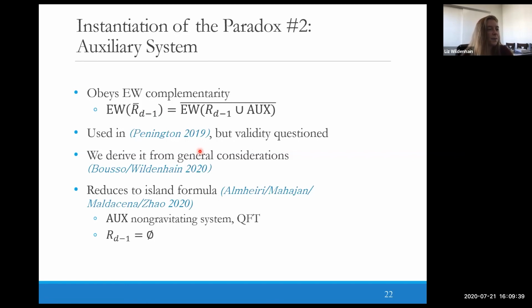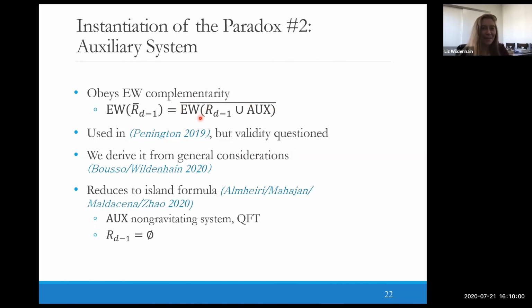It was taken as an assumption. In particular, it was assumed that it evaded entanglement wedge complementarity, which states that if you found the entanglement wedge for some region, then the entanglement wedge of the complementary region is just the rest of the space. So it's the complement of the entanglement wedge.